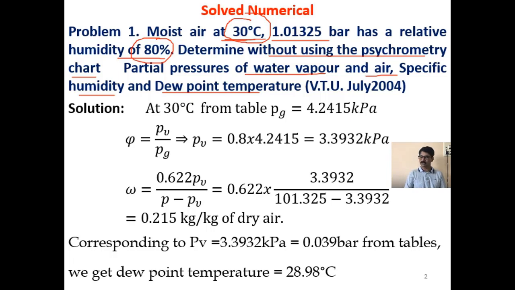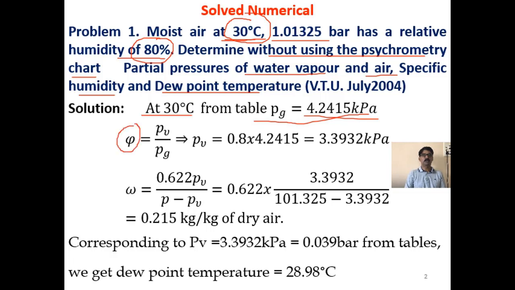So the table is in front of me. So at 30 degrees Celsius, that is the dry bulb temperature given, find out the saturation pressure. So saturation pressure, if I observe here, it is 0.042415 bar. If you multiply it by 100, it is 4.2415 kilopascal. So all of you note, if the pressure is given in bar in the table, you have to multiply it by 100.